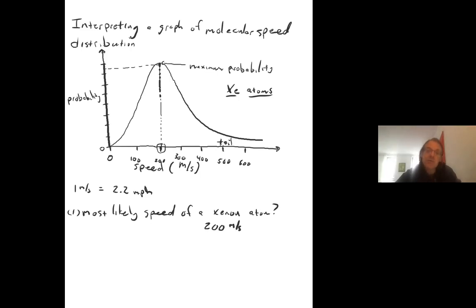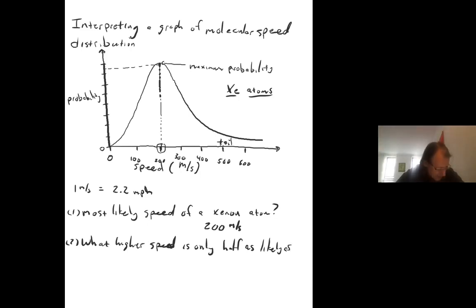Okay. Now, there's another question we could ask, which is, what higher speed is only half as likely as the most likely speed? Okay, so what higher speed? What that means is higher than this peak. So we're going to be only looking over here in this direction, right? And we just want to go half.